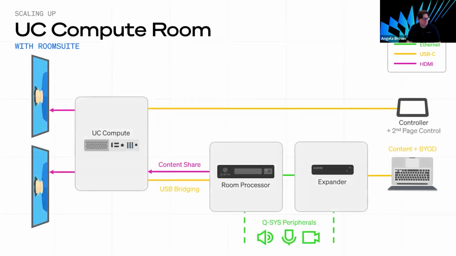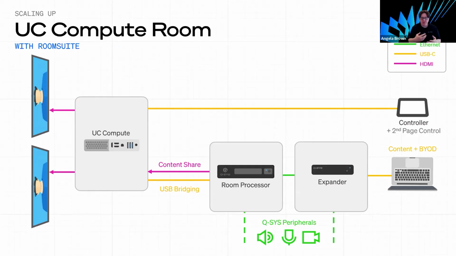So let's take a look at this, and we're going to talk a little bit about how you can do BYOD with this room, right? Obviously, the compute can run a call. Obviously, we've got content share. We've got USB bridging, so audio to the compute. But I want to take a look at this.